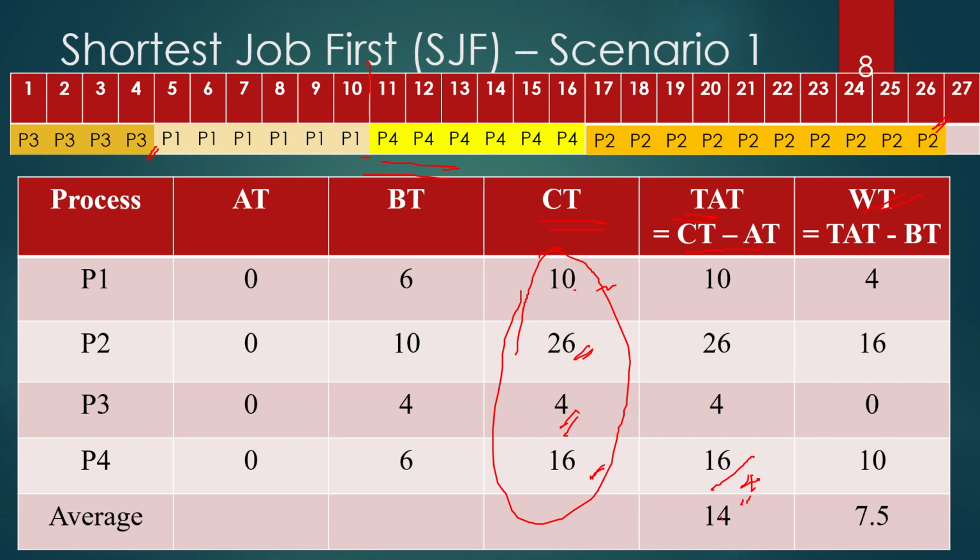Now to calculate the waiting time, the formula is turnaround time minus burst time. The turnaround time we have calculated here, and the burst time remains in this column. So 10 minus 6 is 4, 26 minus 10 is 16, 4 minus 4 is 0, and 16 minus 6 is 10. So we have calculated all the waiting times, and now we have to calculate the average. 10 plus 16 is 26, 26 plus 4 is 30, 30 divided by 4, the answer is 7.5.